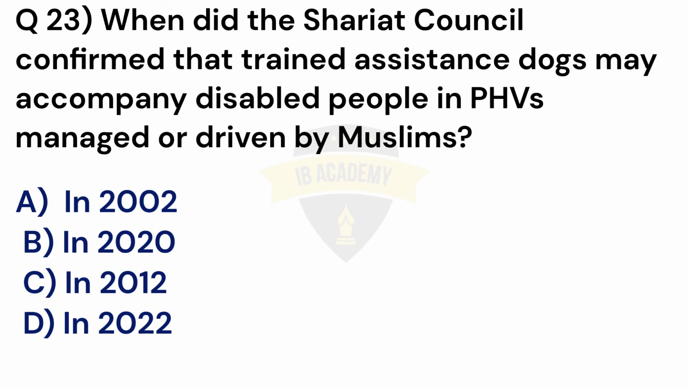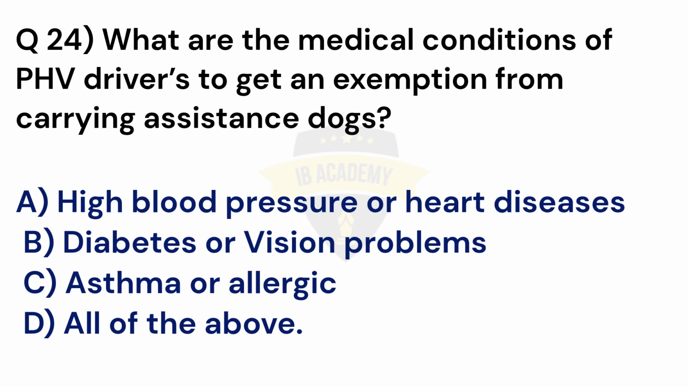Question 23. When did the Chariot Council confirm that trained assistance dogs may accompany disabled people in PHVs managed or driven by Muslims? Option A. In 2002. Option B. In 2020. Option C. In 2012. Option D. In 2022. The correct answer is option A. In 2002, the Chariot Council confirmed that trained assistance dogs may accompany disabled people in PHVs managed or driven by Muslims.